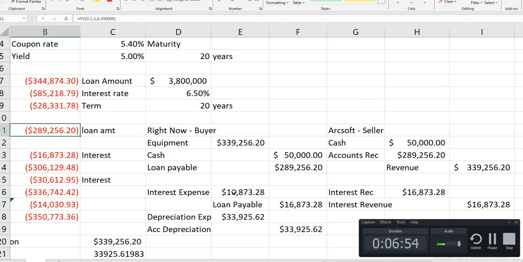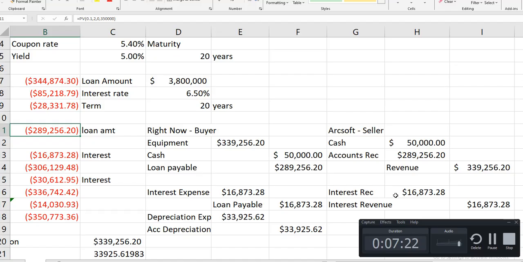After 7 months, the agreement was done on June 1st. So for the next 7 months, we have incurred $16,873.28 in interest expense. We add that to the loan payable or the note payable or the bond payable, whatever we're calling that. So it makes it go up. Here it is added in.